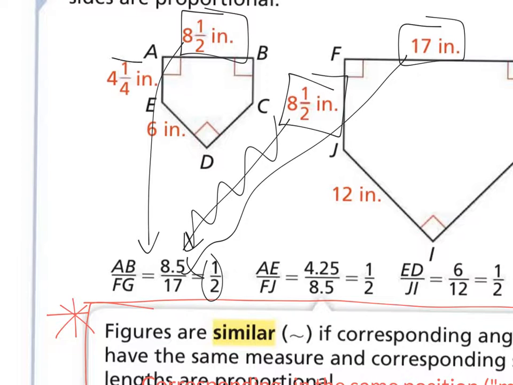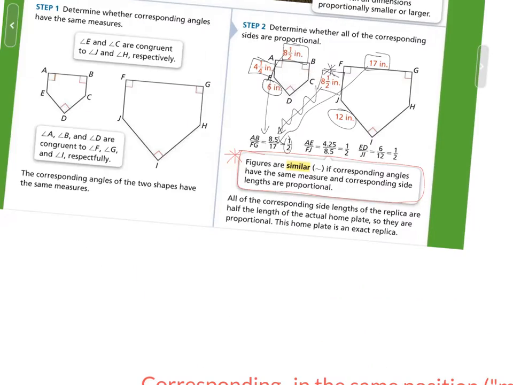Same idea here. 4 1/4 is 4.25. Matches up with this other 8.5. If you divide, you get a half or 0.5. And the 6 matches up with the 12. 6 divided by 12 is a half or 0.5. So since these are similar, those sides are going to be proportional. In other words, if we take our corresponding sides and divide them, we'll always get the same fraction or decimal.